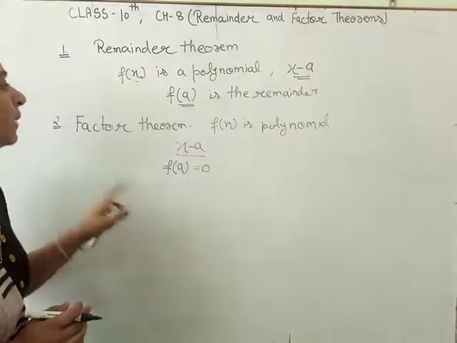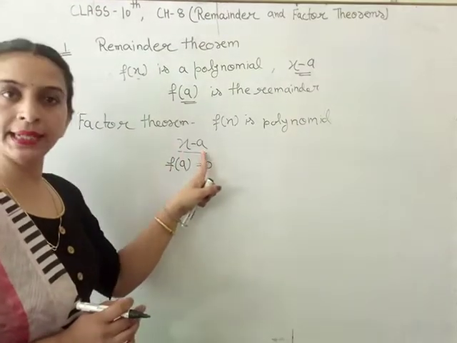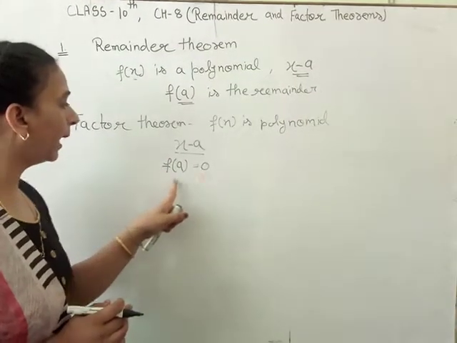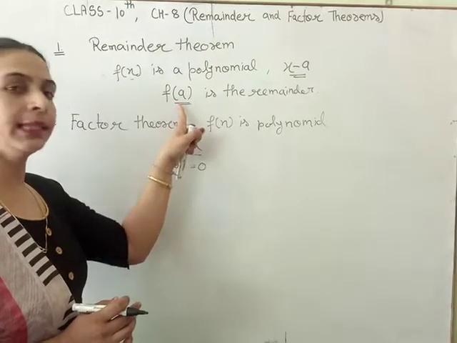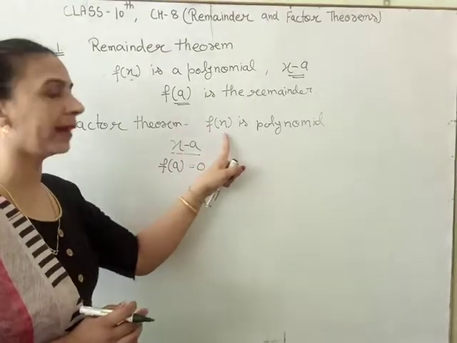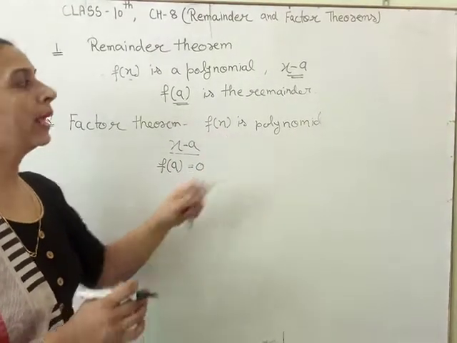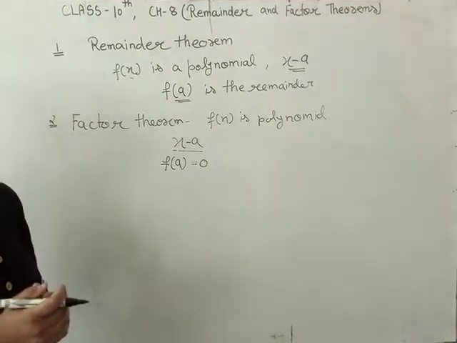Again I repeat, f of x is a polynomial divided by x minus a, and if f of a is equal to 0, that is, if the remainder is equal to 0, then x minus a is a factor of the given polynomial. Students, we understand this by an example.